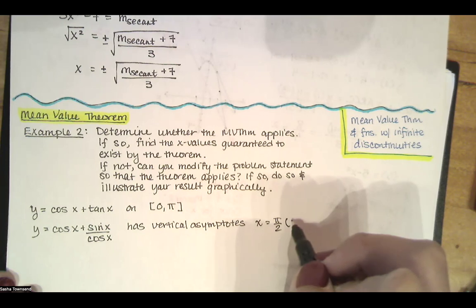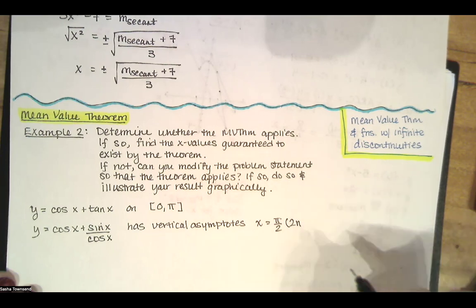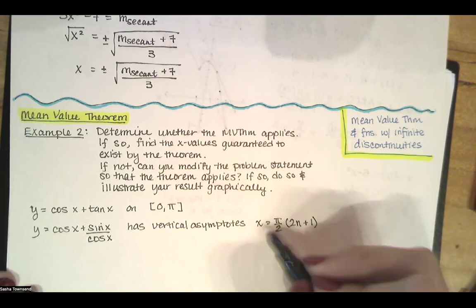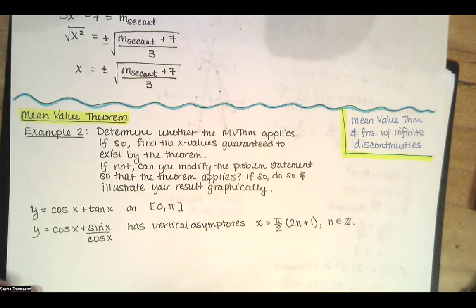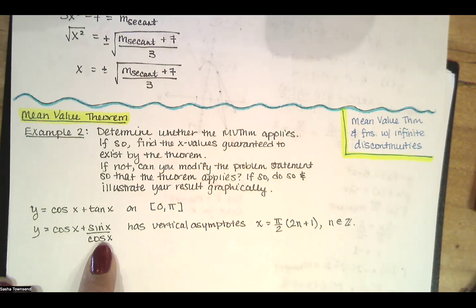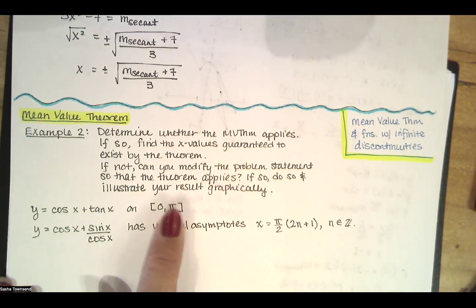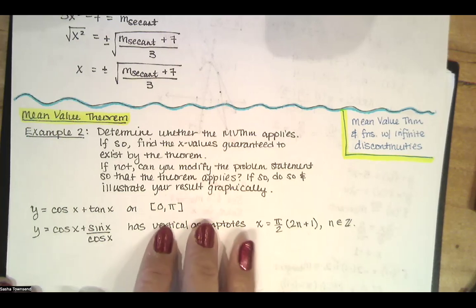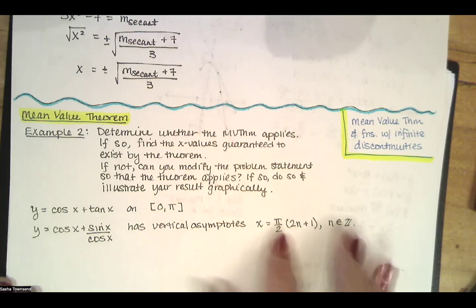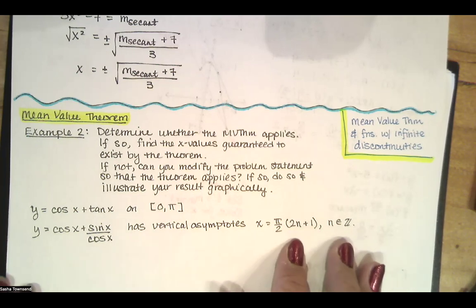If n is an integer, if I take it and double it, it's going to be even. If I add 1, then it'll be odd. So this is for x equals this, where n is some integer. Okay, so we ask ourselves, is this function differentiable and continuous on the interval from 0 to pi? Well, no, pi over 2 is on that interval. So our function is going to have an infinite discontinuity at x equals pi over 2. That just happens to be one of these vertical asymptotes.